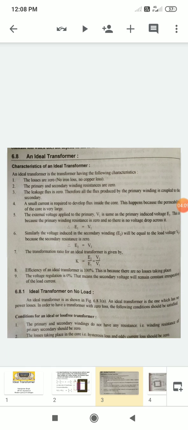So an ideal transformer is a transformer having the following characteristics. Firstly, the loss is zero. There is no loss, either copper loss, iron loss, hysteresis losses, or eddy current losses. These are the major important losses that occur in the transformer.